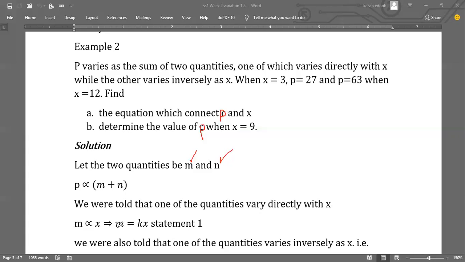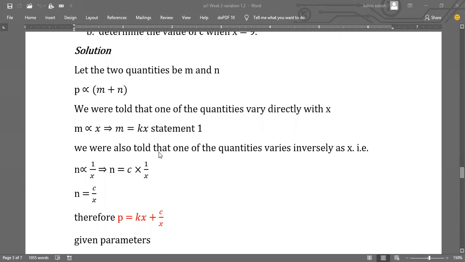In order to express this, that implies M is equal to what? Removing the sign, you have M equals Kx, where K is my proportionality constant. So this is statement one. The second statement: we are also told that one of the quantities varies inversely as x, which is N. So N varies inversely as x. Inverse of x is 1 over x.